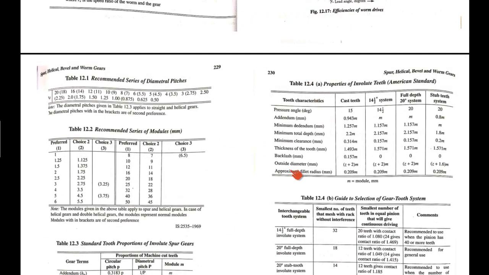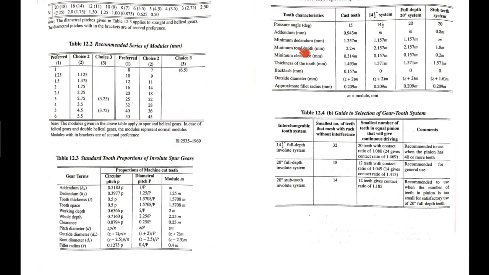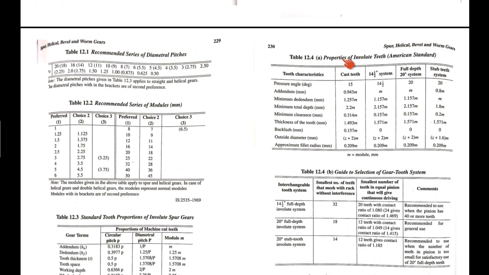See, basically this table 12.3 and 12.4 gives the various parameters of the gear in terms of circular pitch, diameter pitch, and in terms of module. You can see it over here. And this table 12.4 has everything given in terms of module. So if you want to calculate the pressure angle, sorry, addendum, dedendum, thickness of the tooth, backlash, outer diameter, approximate filter radius, all these things are given in terms of module. So I have used these tables to calculate the dimensions.